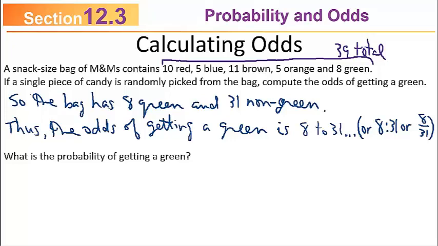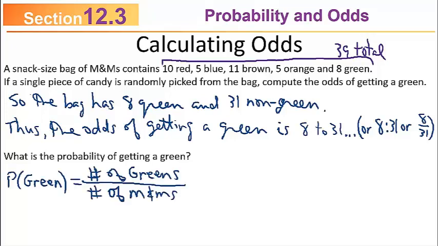Another question, what is the probability of getting a green? Okay, we answered the question about the odds of getting a green. What about the probability of getting a green? You could start over and just forget about the first question. The probability of getting a green is just the number of greens over the number of M&Ms in the bag. So you have 8 greens, you have 39 M&Ms in the bag, so the probability would be 8/39.